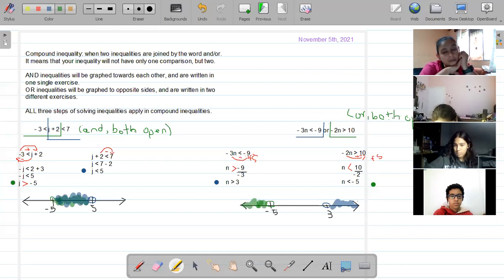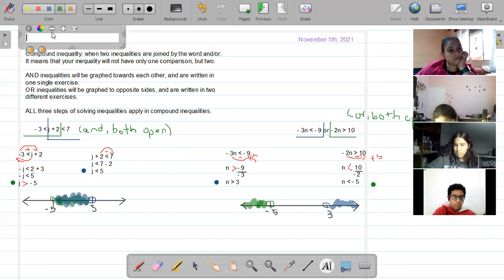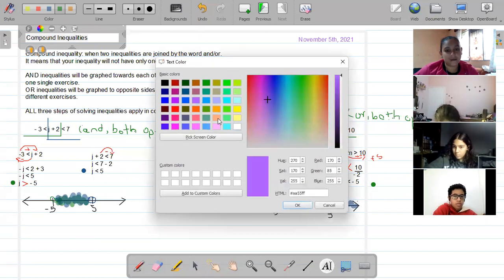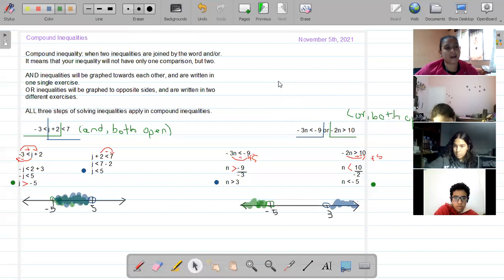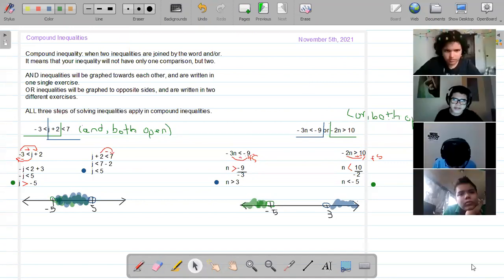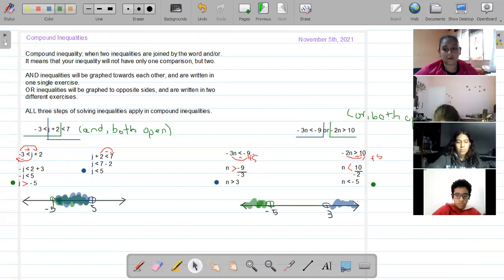What's the name of the topic? Graphing compound inequalities. Compound inequalities, correct. And that's the name of today's topic. Do you guys have any question whatsoever about how to solve compound inequalities? My only questions were already answered. Awesome. Anyone else? No more questions.